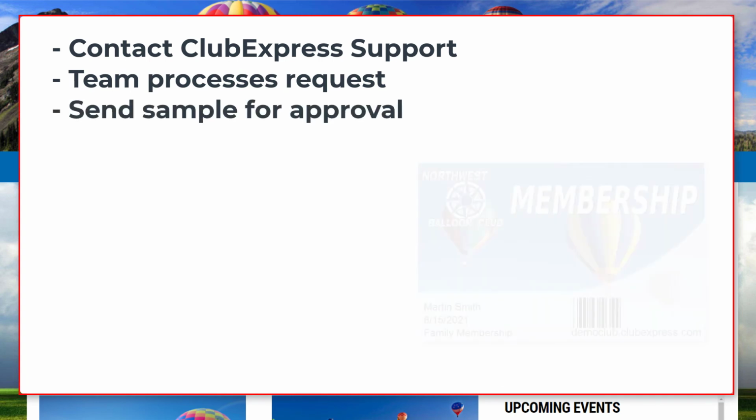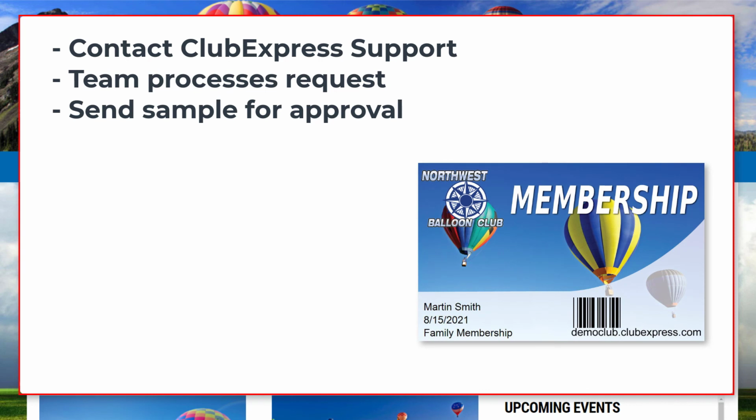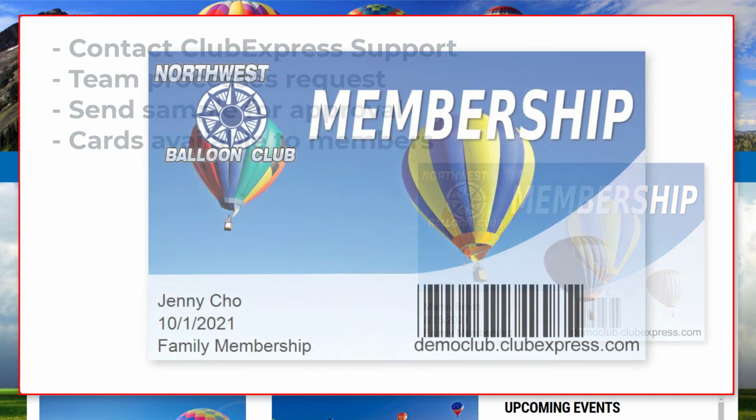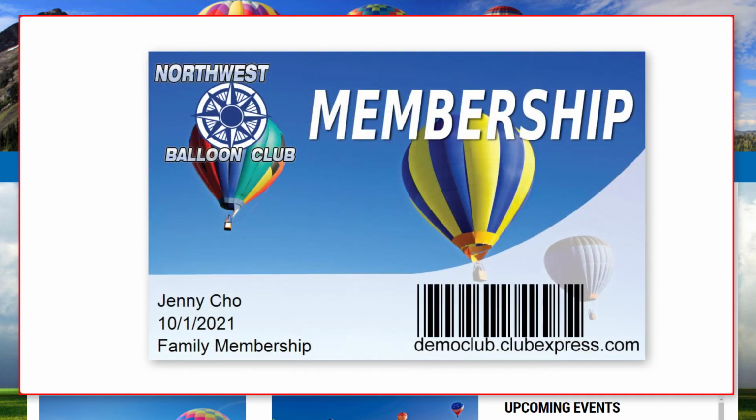After submitting your blank graphic and sample data graphic, our team will process your request and send you a sample card with the member data. Once the sample is approved, the cards are made available on the member's profile screen. So now you've seen how your members can download and print their membership cards, and how administrators can work with our support team to order and configure the cards.